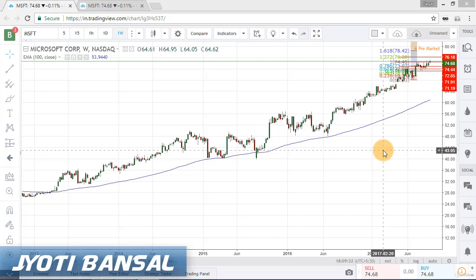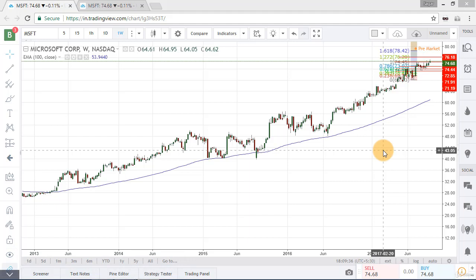Welcome back. This is my second update, and today we will analyze one more stock, that is Microsoft Corporation from Nasdaq. Today we will apply all the tools and indicators that we have learned in this course and try to predict the future movement of this stock so that we can initiate our trade position accordingly.